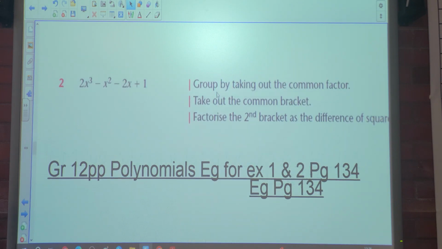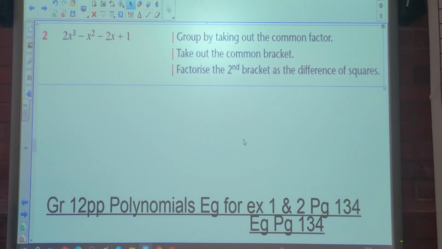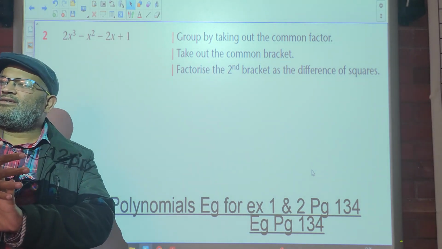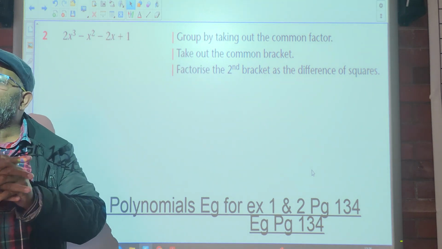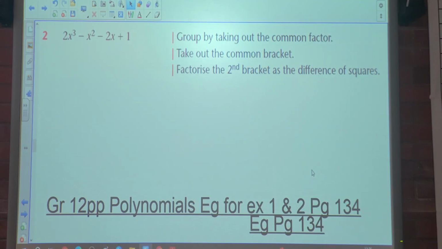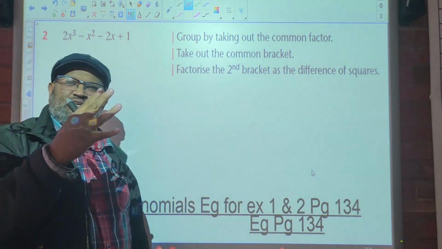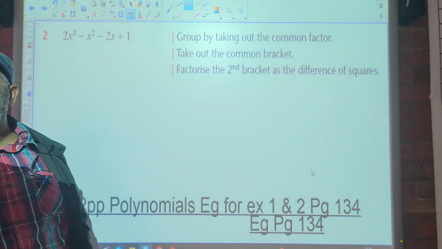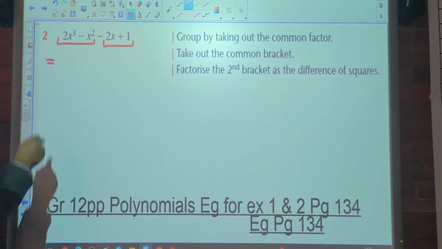Look at number 2. We are told that we have 2x cubed minus x squared minus 2x plus 1. Again, to factorize. So where do we start? 4 terms, we do factorization by? Grouping. Yes. So we're going to do a factorization by grouping. We group the first 2. For 4 terms, grouping is going to be either 2, 2 or 3, 1. If it doesn't work out, we rearrange.